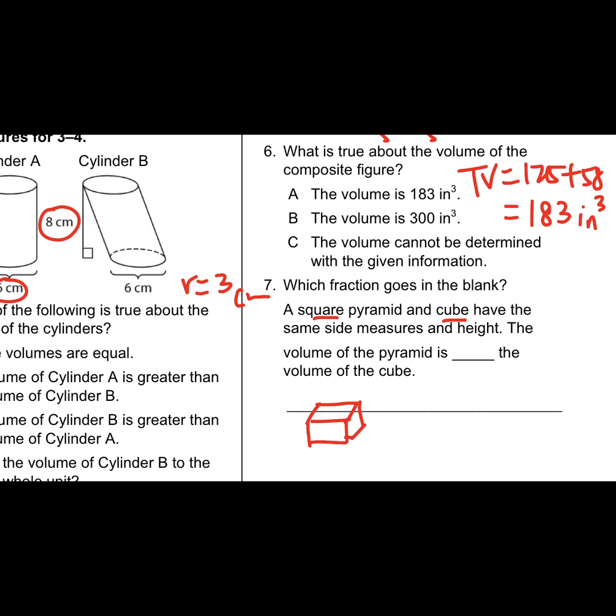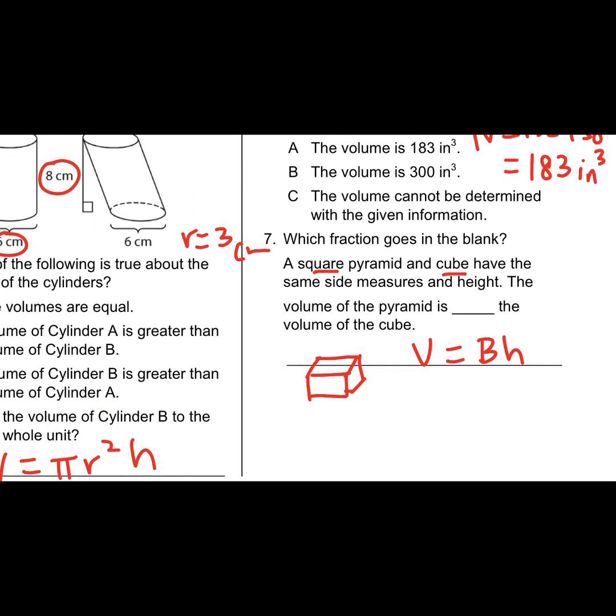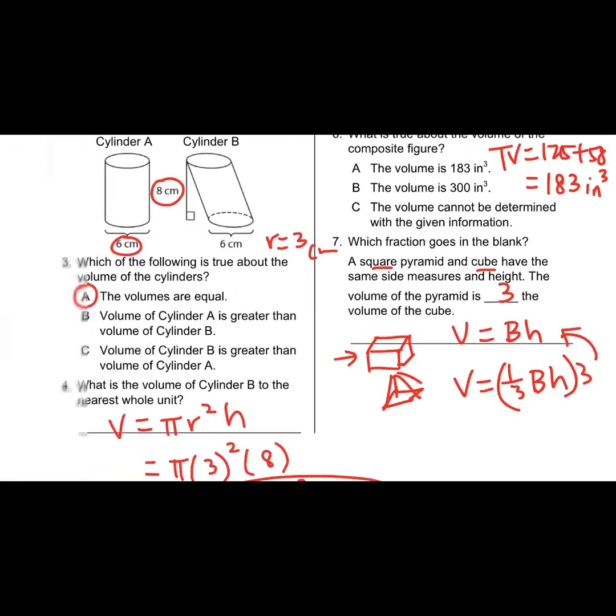But we know that the pyramid will only have 1/3, because of the volume for the regular prism or pyramid. This is a prism right here. So the volume is area of the base times height. But for a pyramid, it's actually volume equals 1/3 area of the base times height. So we know that there is a 3-time difference. If you multiply this by 3, you will get the volume of the prism. So the answer is 3.